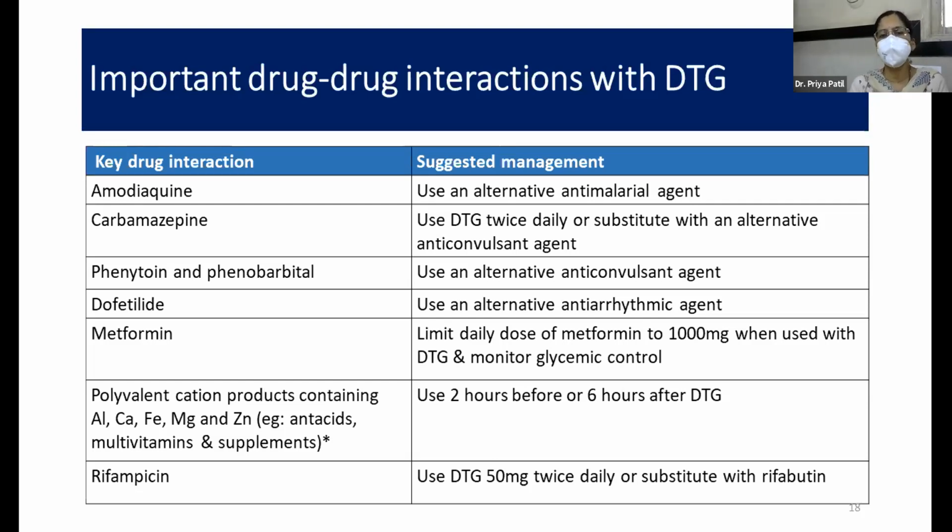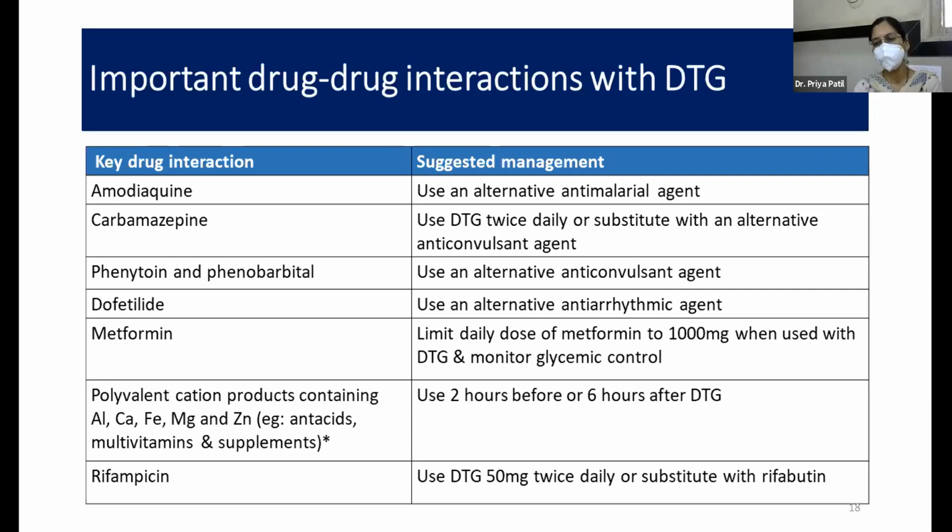Dofetilide is an antiarrhythmic drug, and again we have to use an alternative antiarrhythmic agent when we want to use dolutegravir. Again, metformin: the serum levels of metformin are increased by dolutegravir.